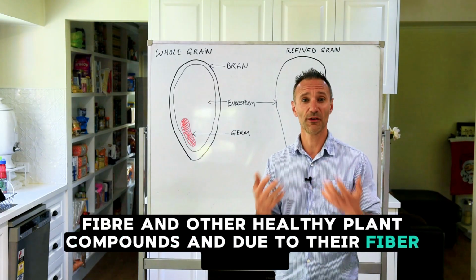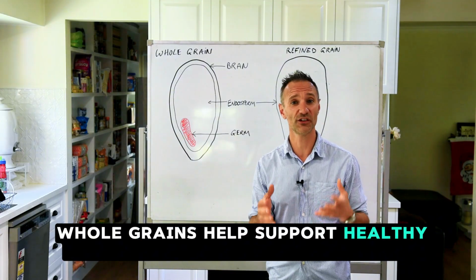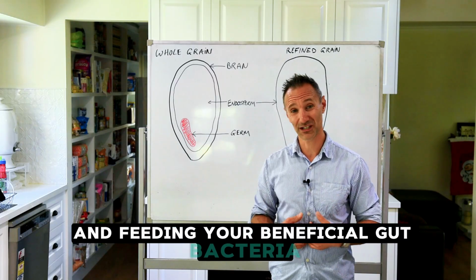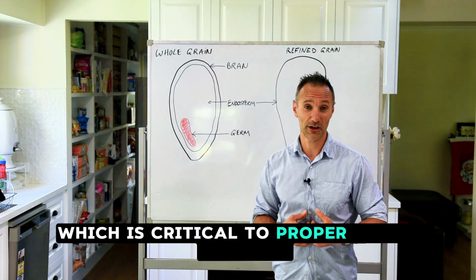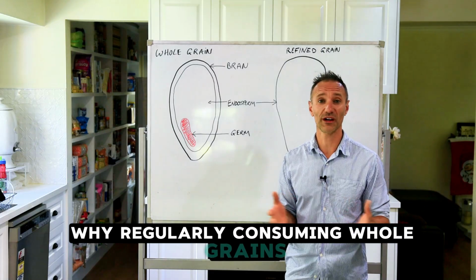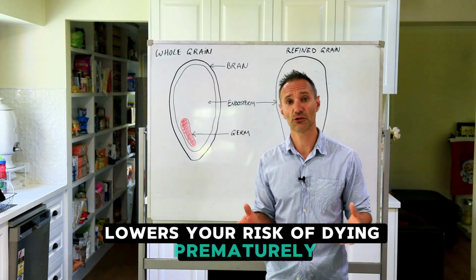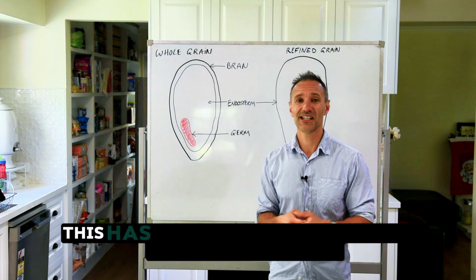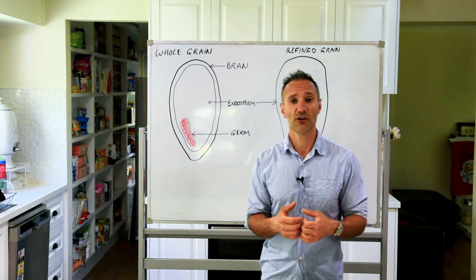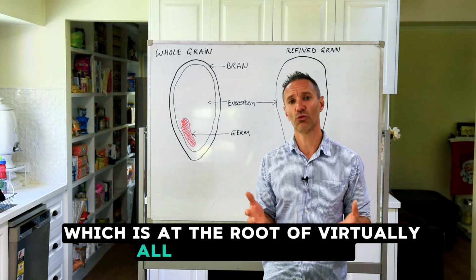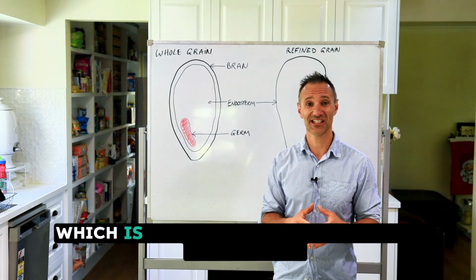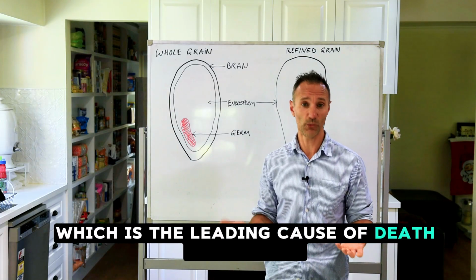And due to their fiber content, whole grains help support healthy digestion by giving bulk to stools and feeding your beneficial gut bacteria, which is critical to proper immune function. It's no wonder then why regularly consuming whole grains lowers your risk of dying prematurely from any cause. This has much to do with the fact that whole grains reduce inflammation, which is at the root of virtually all chronic diseases. They lower your risk of heart disease, which is the leading cause of death worldwide.